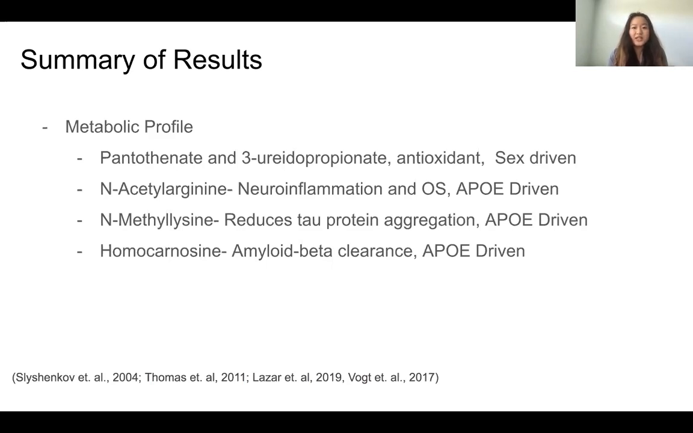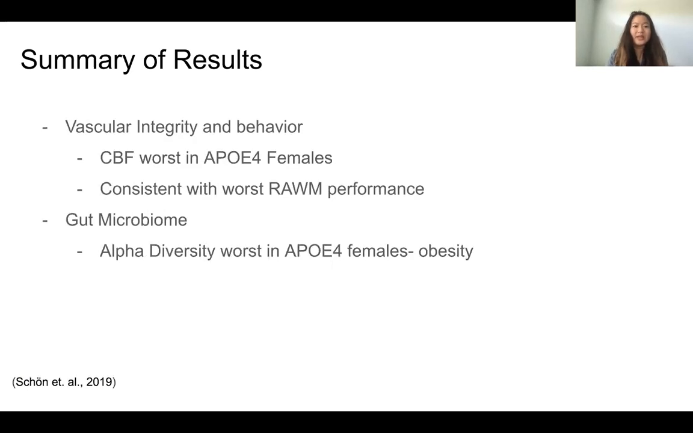And homocarnosine actually is the neuronal derivative of carnosine. And so it's associated with amyloid beta clearance and is also something that shows the disparities are driven by the ApoE gene. And then out of vascular integrity and behavior and the gut microbiome, in both of these situations, we're seeing these female ApoE4 mice have significantly worse performance than any of their peers. So the males and the ApoE3 females are all doing significantly better than these ApoE4 females. And so knowing this is really indicative of what kind of treatments we might be looking for in these females.